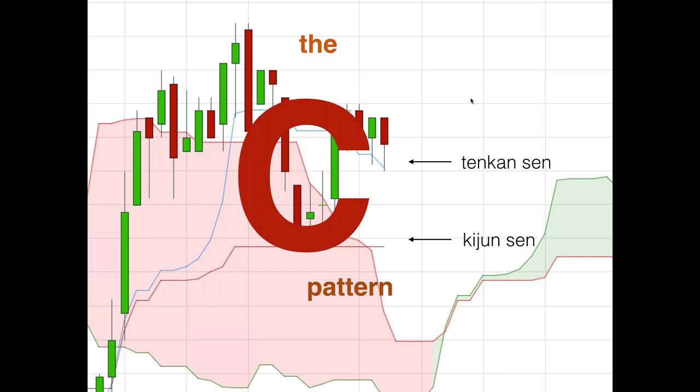So if you have a market like this, one of two things can happen. Price will go down to force the Tankenson and Kijun-sen to get closer, or price moves sideways until the Kijun-sen is able to catch up. This is what happens in a consolidation.